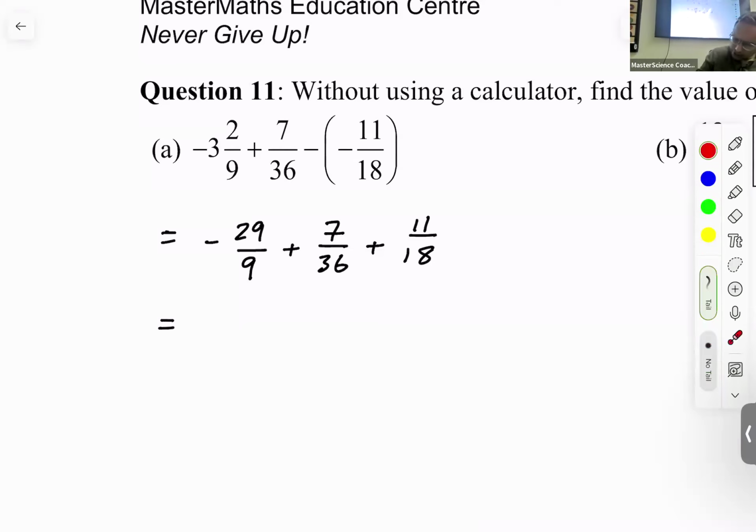There is addition here. The denominators are not the same. What must I do? Good. For addition and subtraction, I must make the denominators the same. So times 4 here, and here I times 2. So 29 times 4, 30 times 4 is 120, so 29 times 4 is 116.